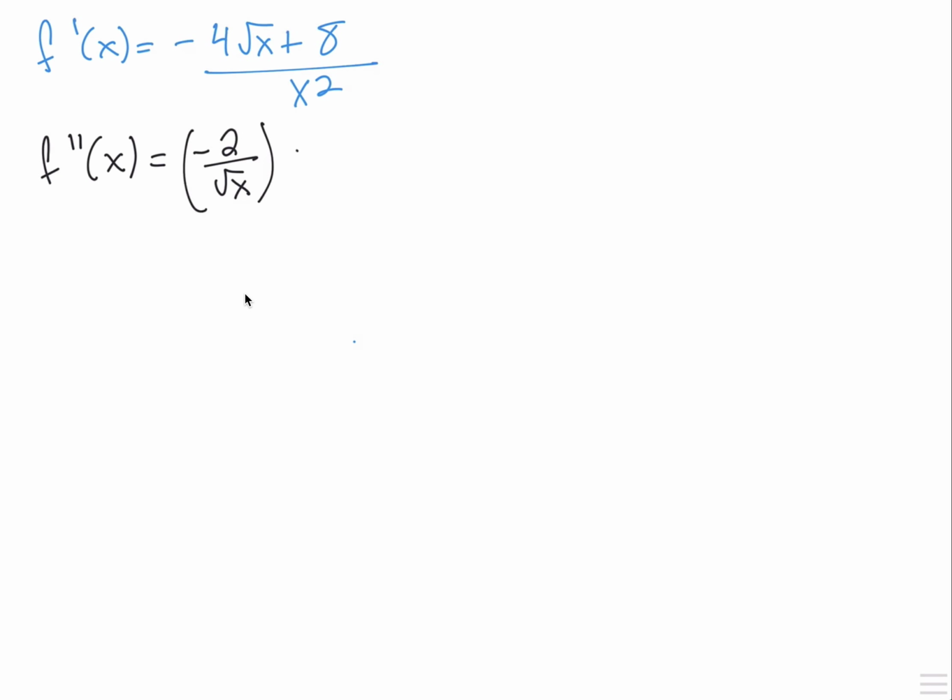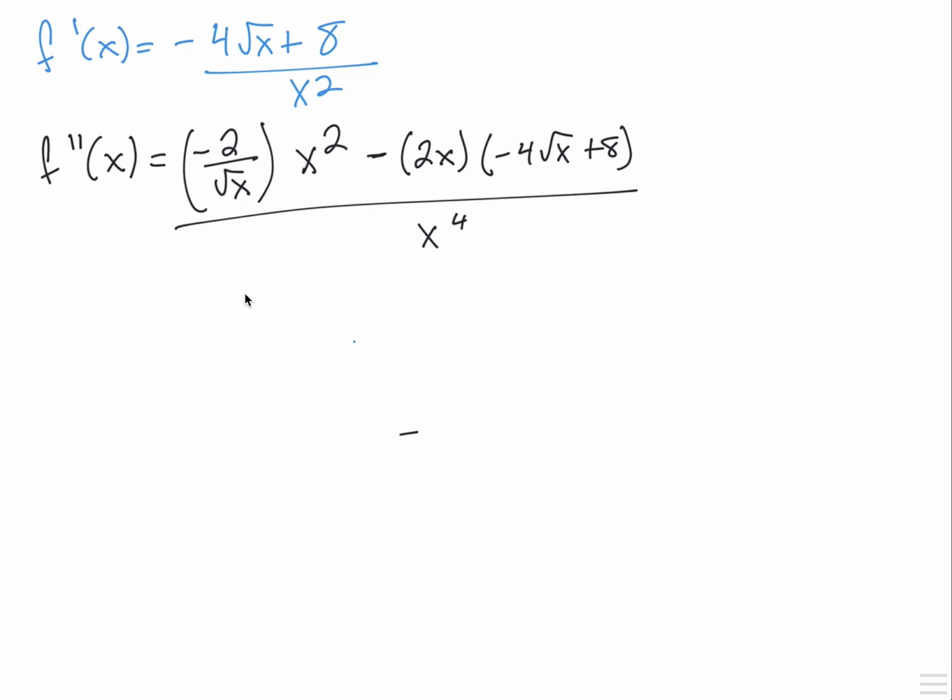So that times x squared, right? So derivative of the top times the bottom. And then minus derivative of the bottom times the top. All divided by x to the fourth. So we need to do a little bit more simplifying here. But it's not terrible. If I distribute 2x times minus 4 root x, what is that going to be? That's going to be plus 8.